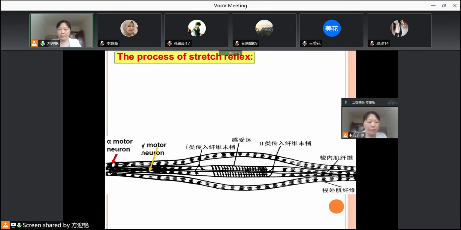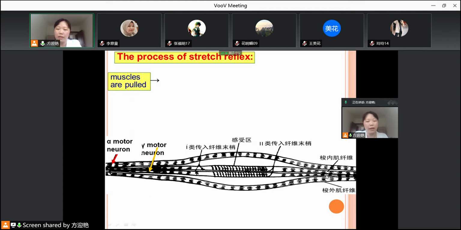Understand? So here we will talk about the stretch reflex, which includes the tendon reflex and the muscle tonus. Here is the process of the stretch reflex. First, the muscles are pulled. We just talked about pressing the tendon, so there is an external force, and the muscles are pulled.